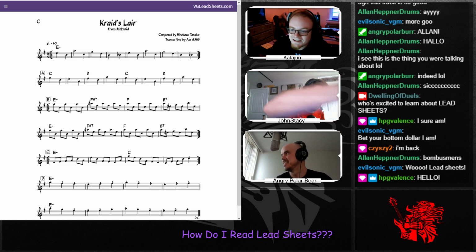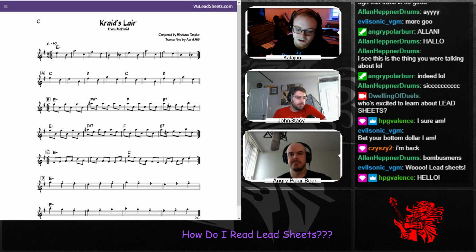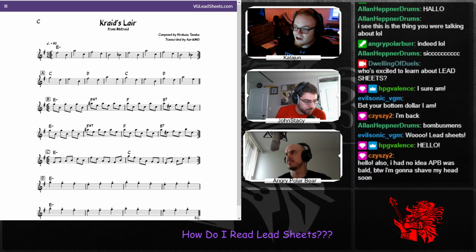So, yeah, this panel idea was shout out to Valence for suggesting this about just asking, hey, how do I read a lead sheet? Because of course, this month on Dwelling of Duels is all about we're doing a collaboration with VGLeadSheets.com, of which JohnStacy, you are a contributor for a lot of sheets on this site. So, props to him for that. But yeah, a lot of people in the DoD community and DoD world don't know exactly how to use a lead sheet, because most people, myself included, are used to doing MIDI, following along that way, transcribing by ear.